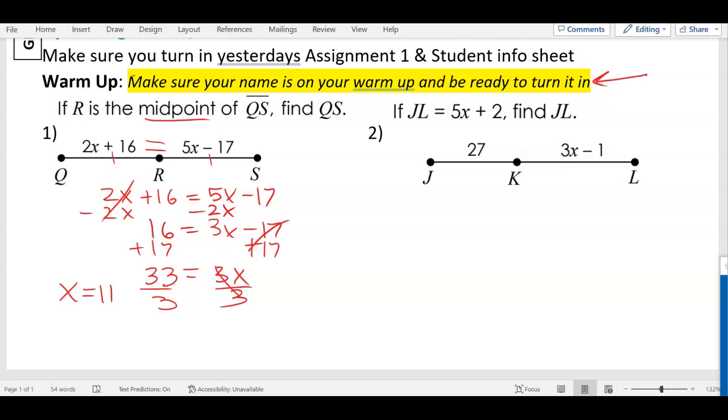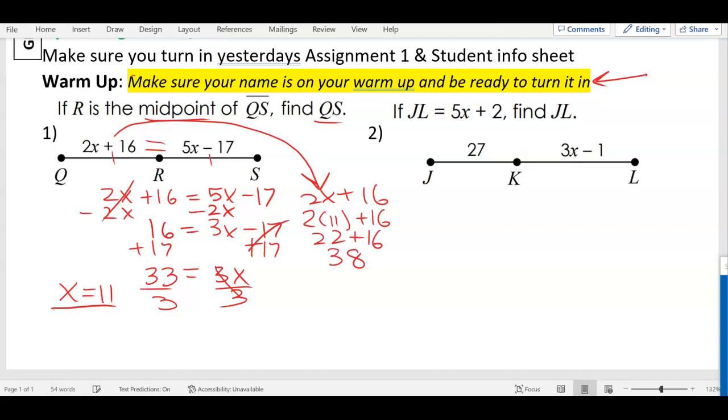It is asking us for QS. Now, we don't have something for QS here, but we do know each half. If we can figure out each half, add them up to get the whole thing, right? So I'm just going to take this QR half, 2x plus 16. We'll replace x with 11. So 2 times 11 plus 16 is 22 plus 16, which gives me 38. 38 is not the answer. 38 is just QR, this half. I need to know QS all the way across.